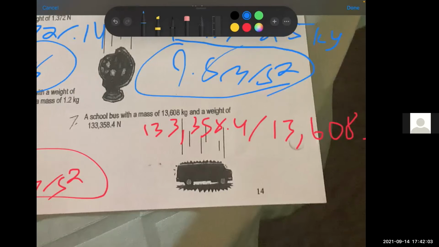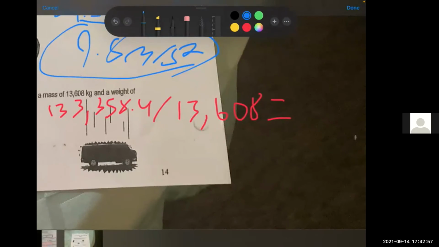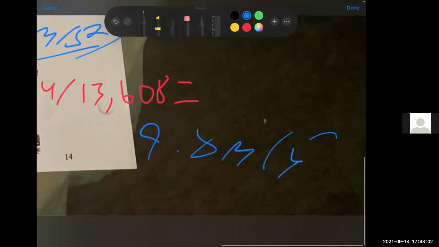I've got to put them on the opposite sides. 133,358 divided by 13,608. Now we've got to put the decimal: 133,358.4 divided by 13,608 equals 9.8 meters per second squared.